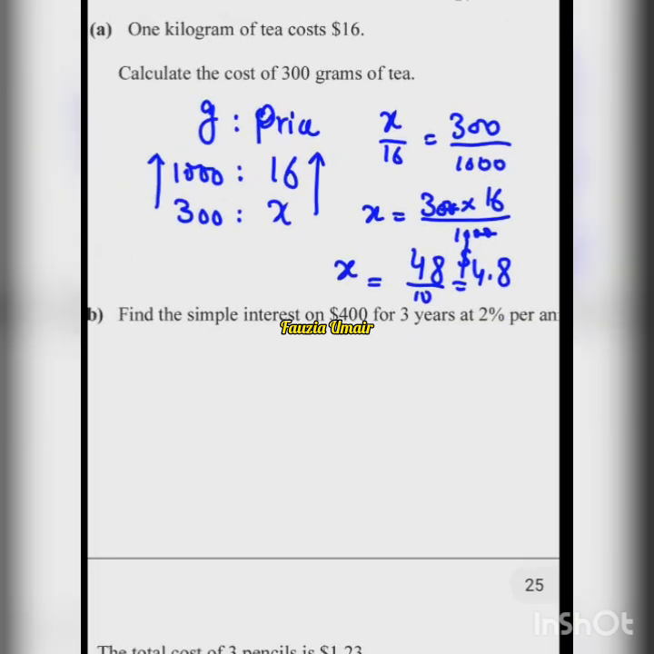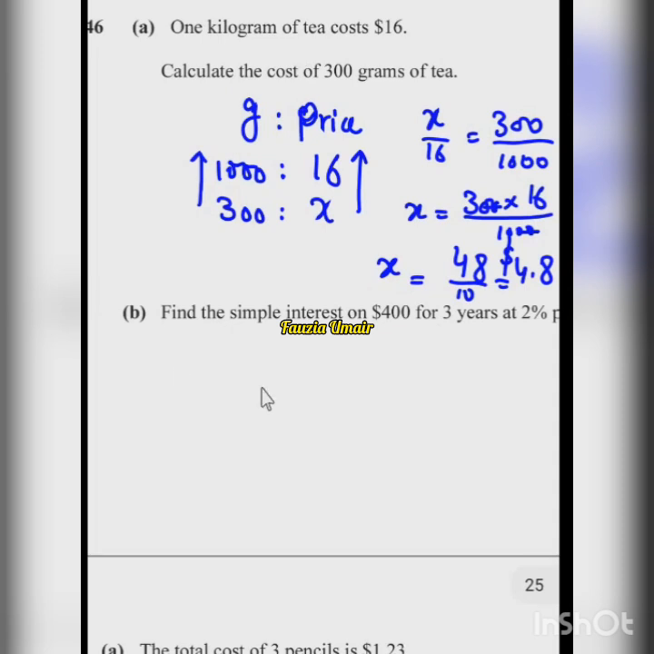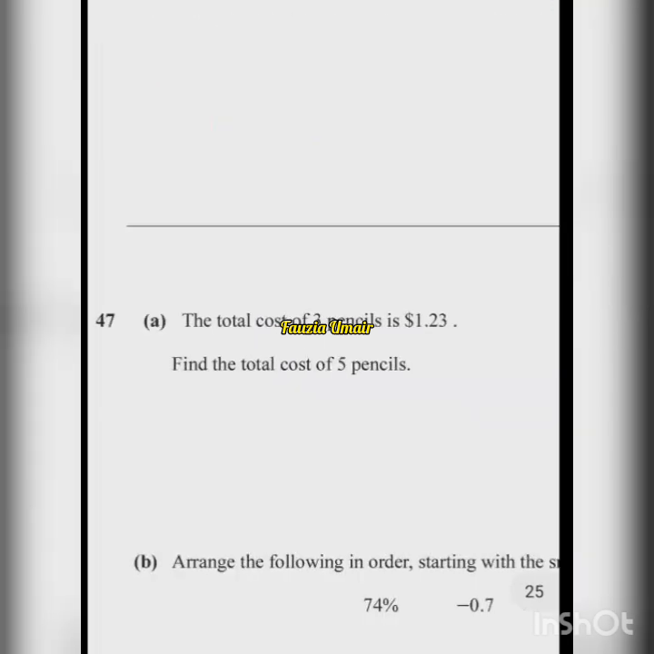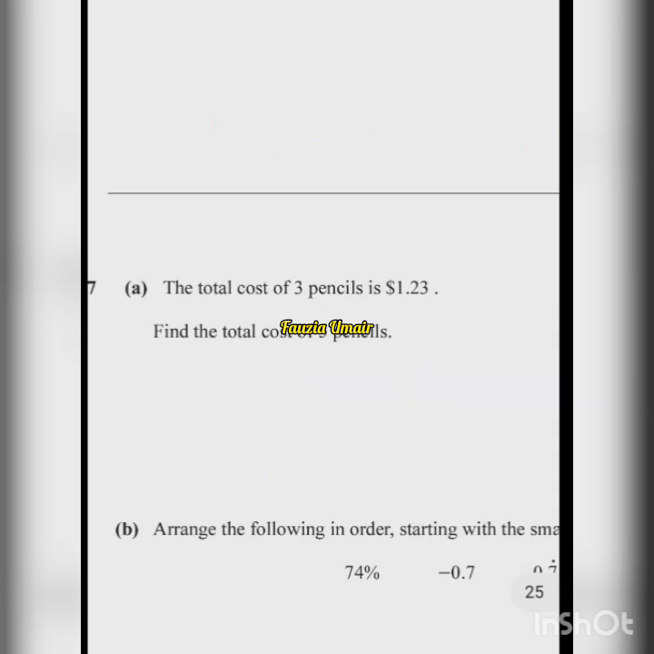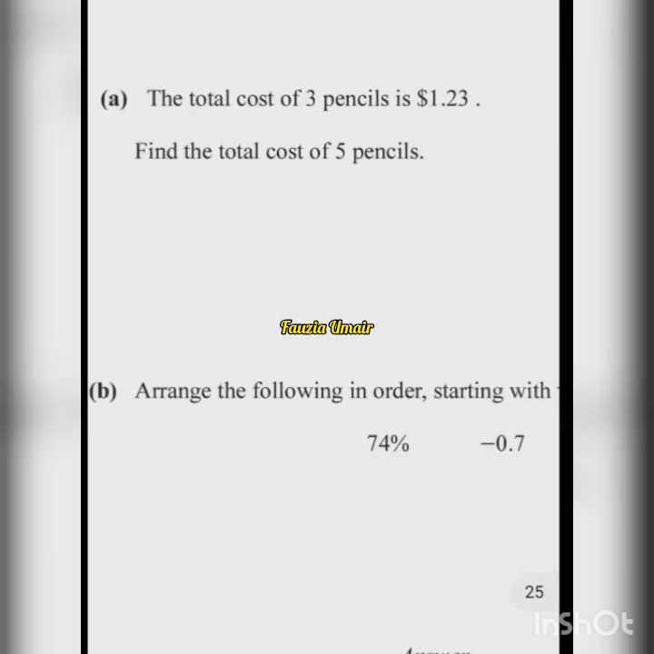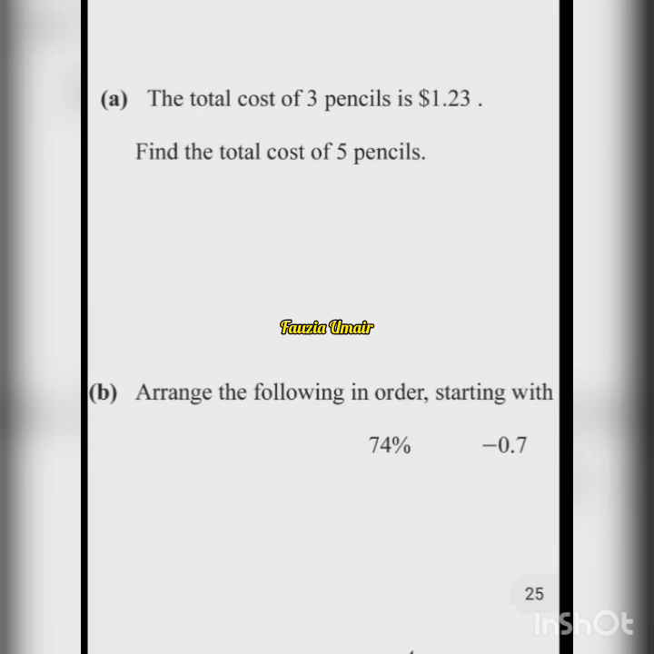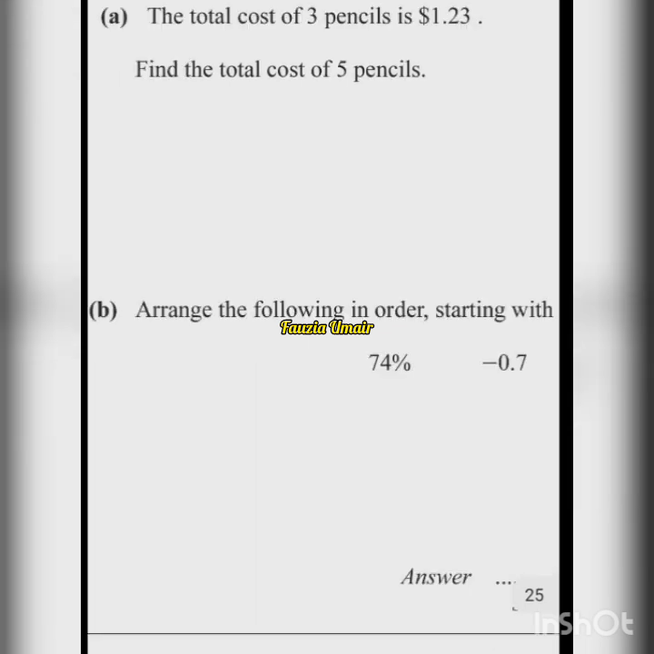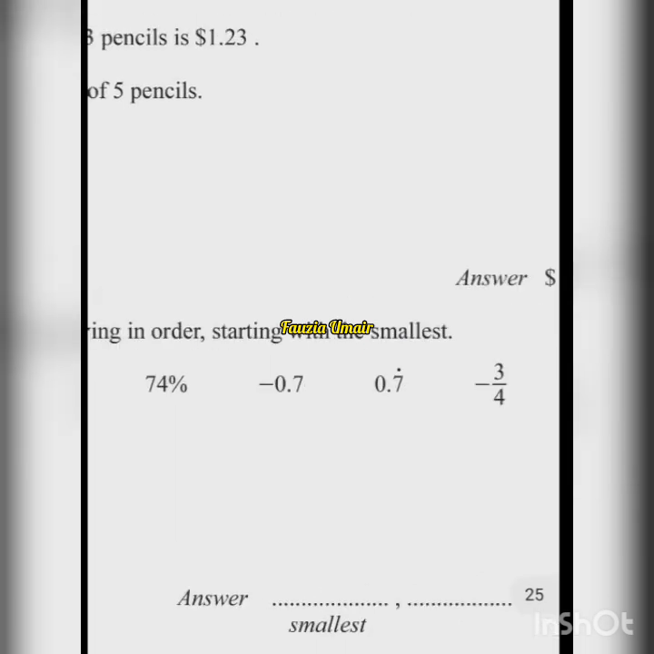So next is again a question of simple interest. Okay, I know you can solve it on your own. The formula is simple interest is PRT by 100. So the next question is the total cost of 3 pencils is 1.23. You can use proportion here also. I'm skipping these questions because we have solved these questions repeatedly many times. So I'm sure you can do it now. So next B part is arrange in order. You can convert them all into decimals and then compare them up to 3 decimal places.